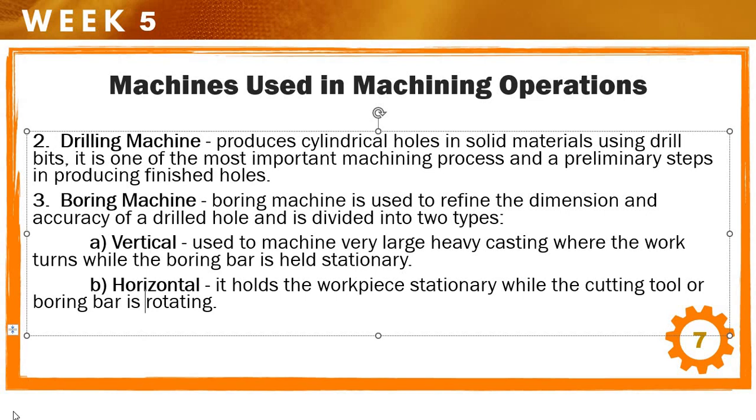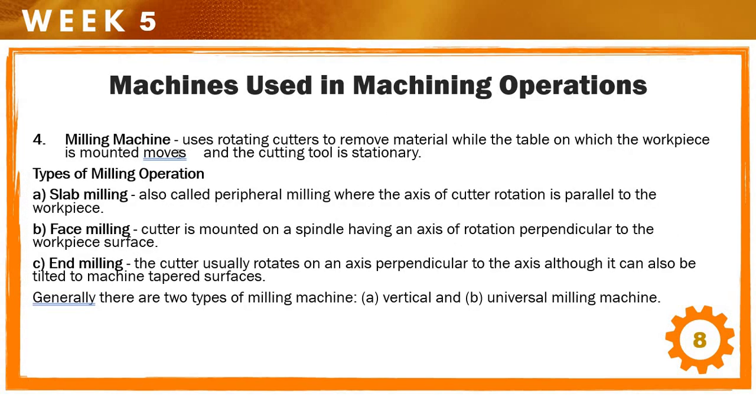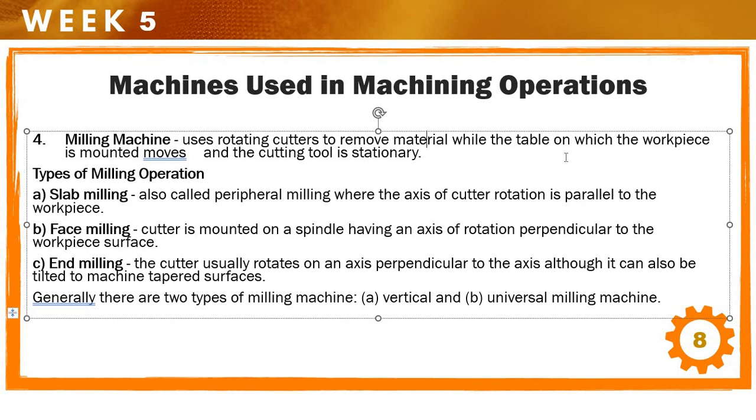Okay. Next is number 4, which is the milling machine. Milling machines use rotating cutters to remove material, while the table on which the workpiece is mounted moves itself, and the cutting tool is stationary. So in the milling machine, you should remember that the cutting tool is stationary while the table is moving.